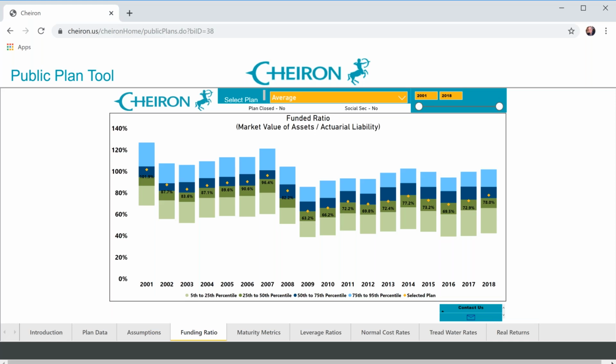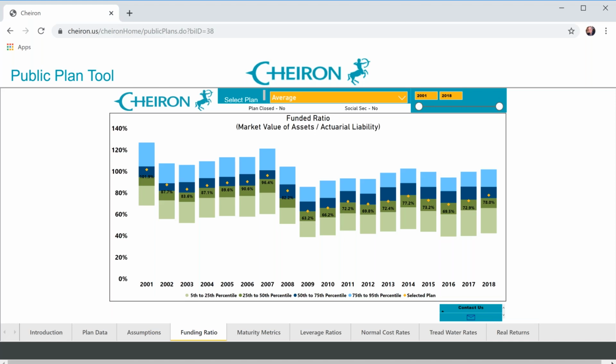the sponsor. And so some of these maturity metrics, the leverage ratios, and also the tread water rates can give you a good indication of how much stress that level of funding places on the sponsor in order to fund the plan.